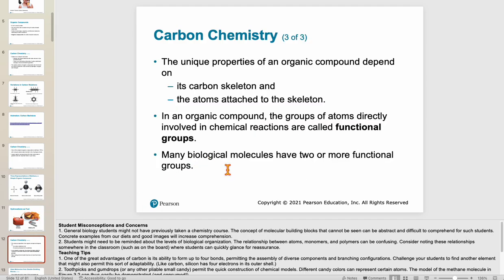Okay, next slide. This is the continuation of that, carbon chemistry, showing you that there are things that you could add on to it called functional groups. And by adding functional groups on there, it changes the way it works. So we're going to see functional groups in a moment. But functional groups added on to a carbon chain is what makes them uniquely different.